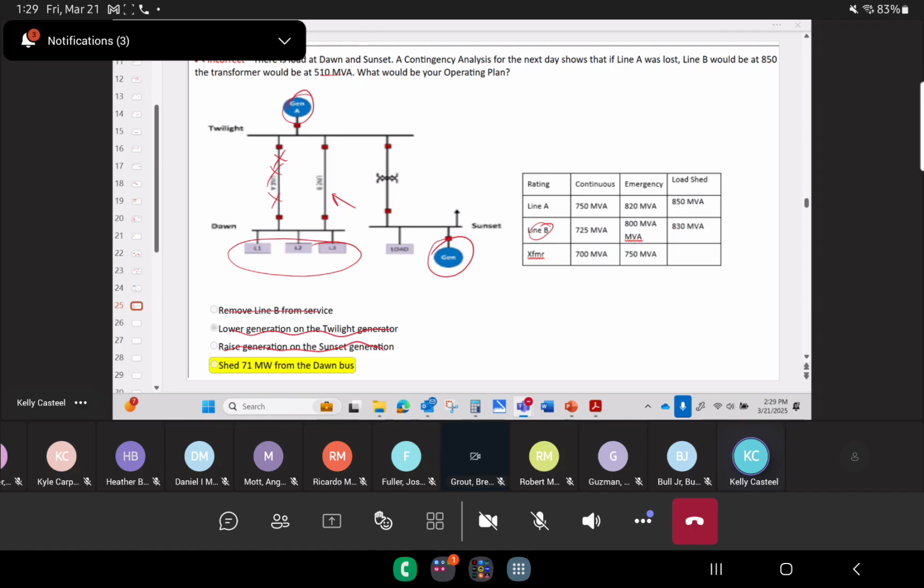Does everybody understand why that's the case? Why, if it's a radial feed, that's the only way you've got to shed load.